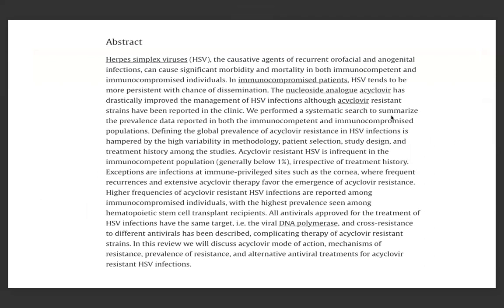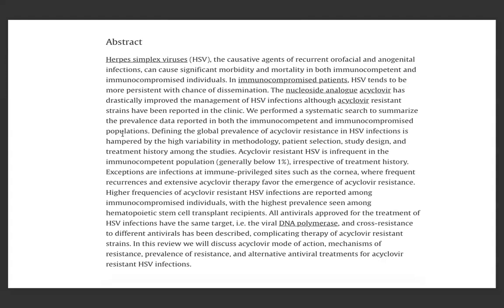Abstract: Herpes simplex, the causative agent of recurrent orofacial and anogenital infection, can cause significant morbidity and mortality in both immunocompetent and immunocompromised individuals. In immunocompromised patients, HSV tends to be more persistent with chances of dissemination. The nucleoside analog acyclovir has drastically improved the management of HSV infection, although acyclovir resistant strains have been reported in the clinic. We performed a systematic search to summarize the prevalence data reported in both the immunocompetent and immunocompromised population.